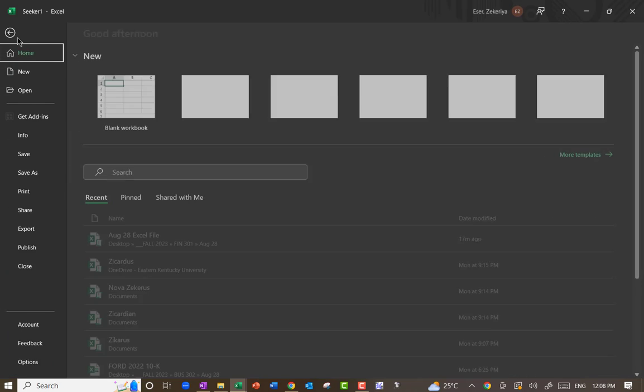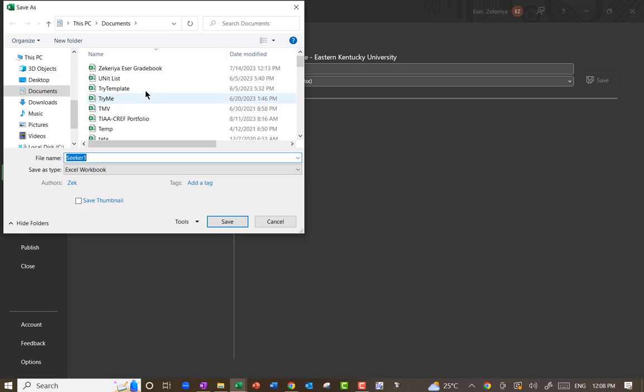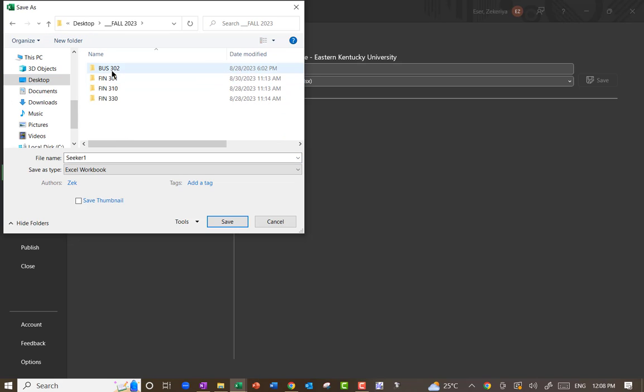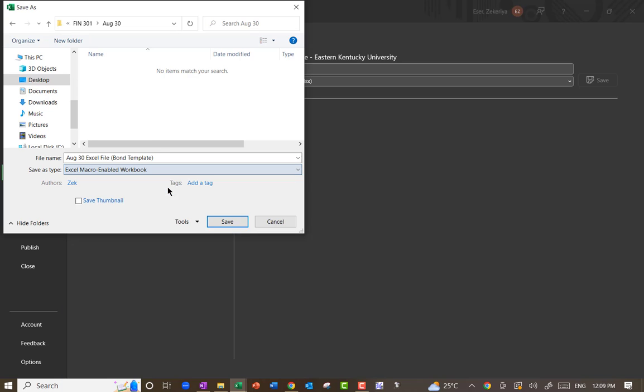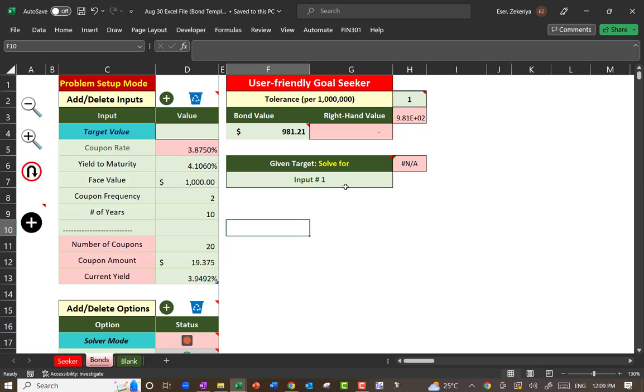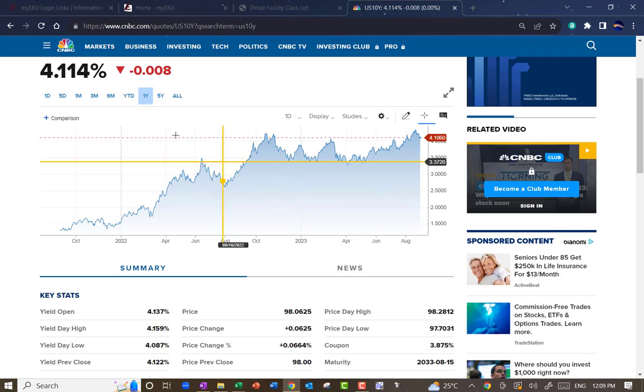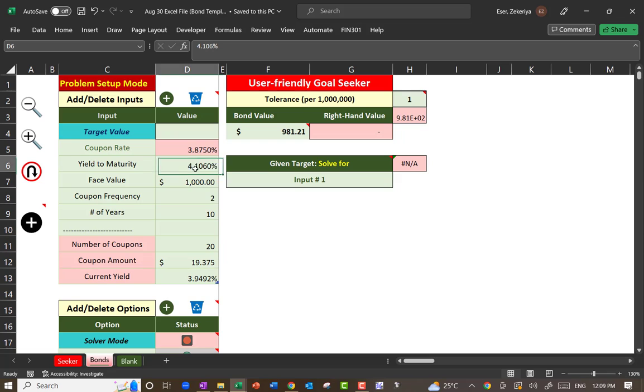Now, let me save this before I forget. It says macro, so it should be a macro-enabled workbook. Okay. We now have a little bond template. We can ask a lot of questions. For example, now the rate is 4.114. Okay. What happened to bond value? Did it go up or down?